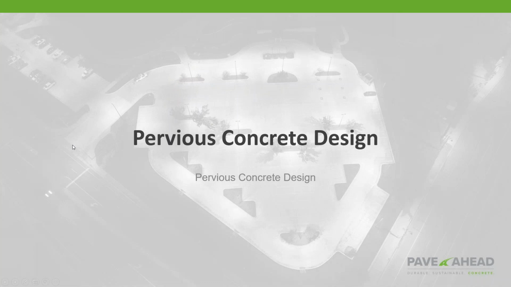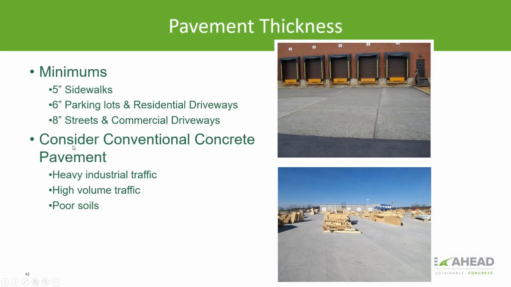Now, how do we design the pervious concrete? This is the meat of today's webinar. So let's get into the pavement thickness itself. Remember, we have 20% voids in a pervious concrete. Therefore, our actual concrete thickness of pervious is roughly going to be 20%, or 1 inch, we're finding, greater than it would have been if you went regular concrete.